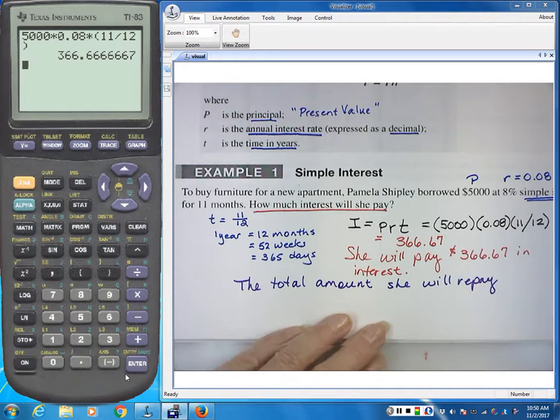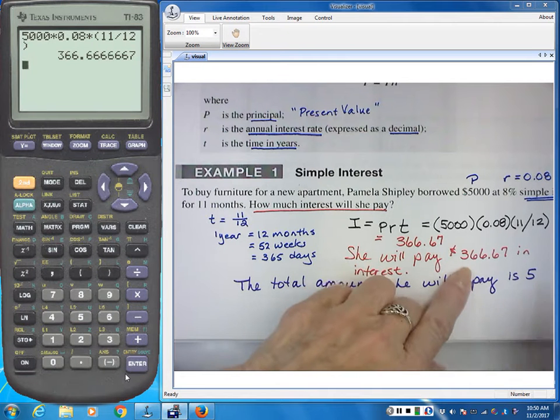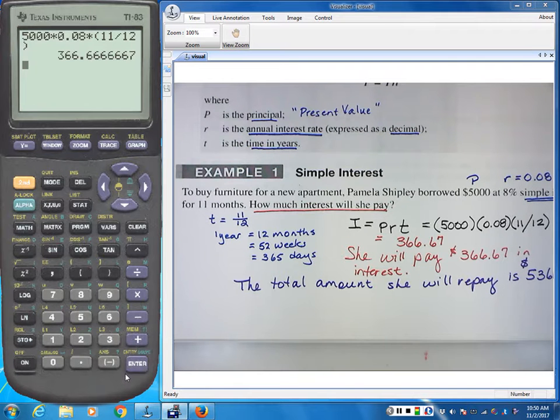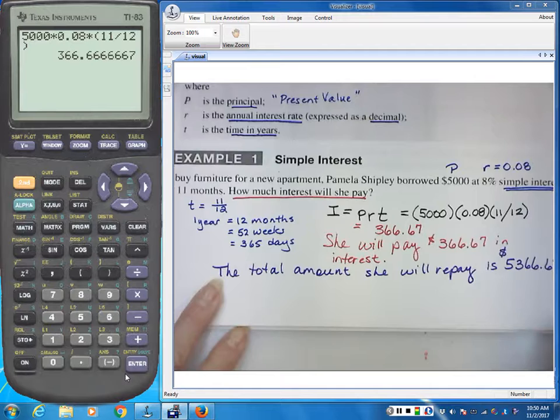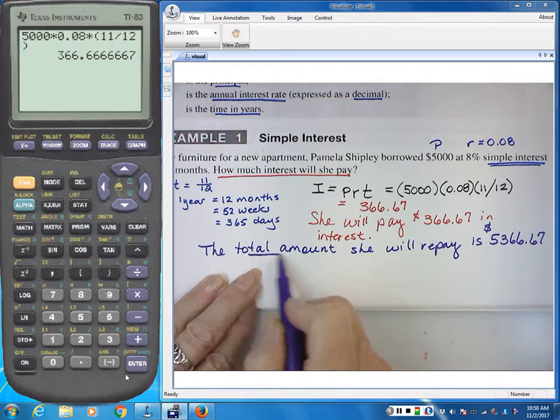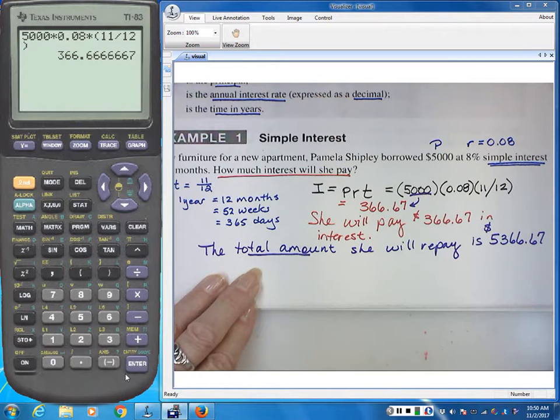The total amount that she will repay is going to be the $5,000 plus the $366.67. So that's the total she pays with the interest and the principal. And all you're doing to get that total amount is you're adding the amount that she borrowed to the amount of interest that she had to pay. That was her rent for borrowing the money. She basically rented that money.